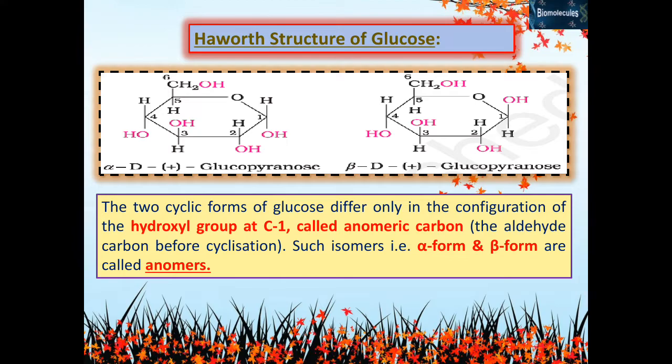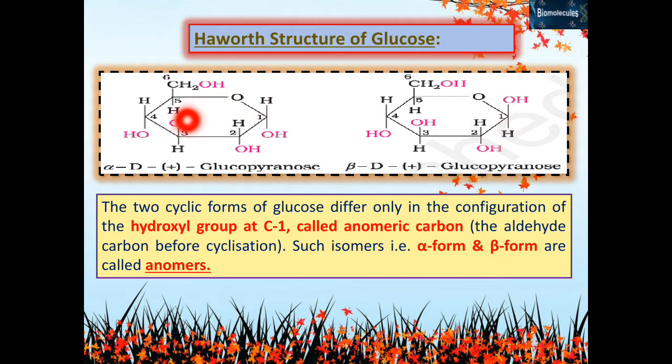And these two cyclic forms of glucose differ in the configuration of the hydroxyl group, the OH group at carbon number 1, called the anomeric carbon. So this form and this form both differ at the position of the OH group at carbon number 1. And this carbon number 1 is called what? Anomeric carbon. It is the aldehyde carbon before cyclization.